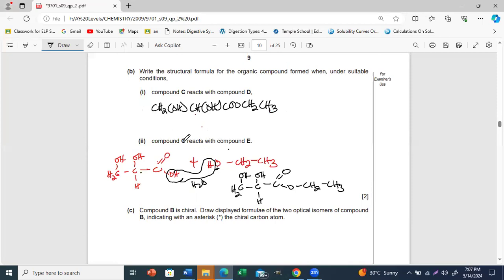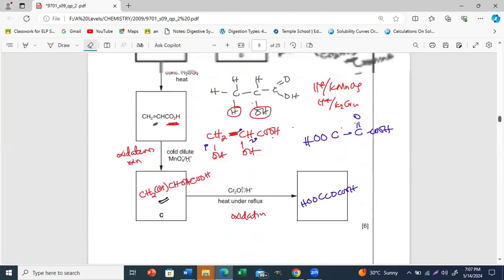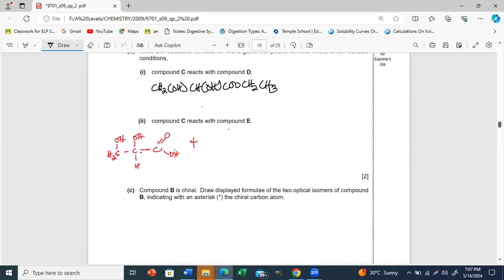The next one is compound C reacting with compound E. I won't rub off everything here; I need my compound C, which is still there. Now let me look for my compound E. I will scroll up to get that. This is compound E: CH3COOH. I will just put it here.